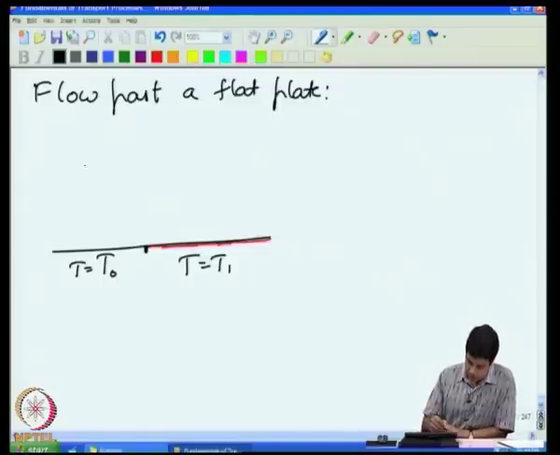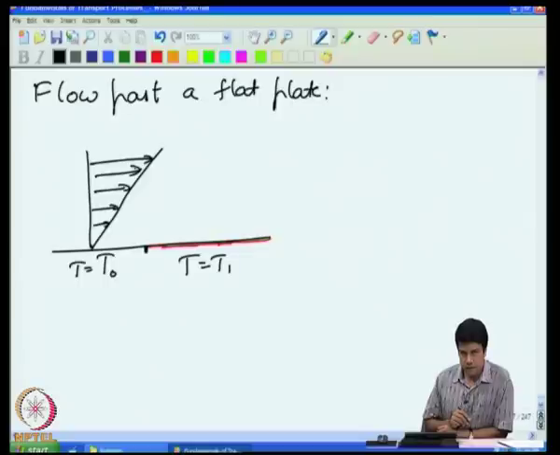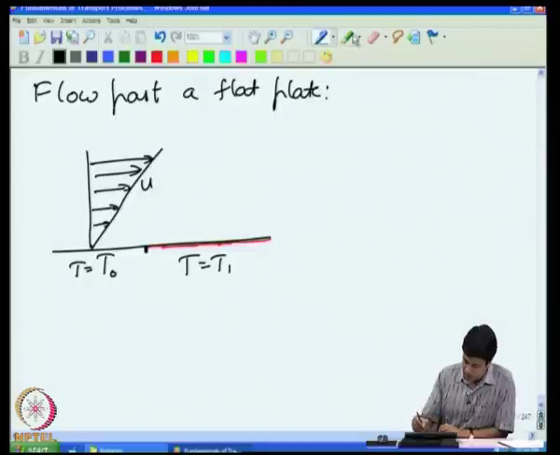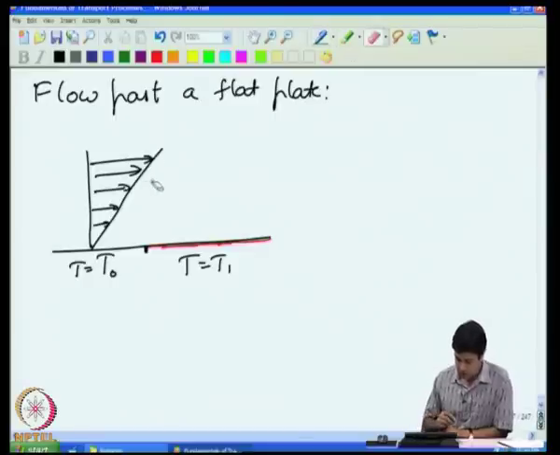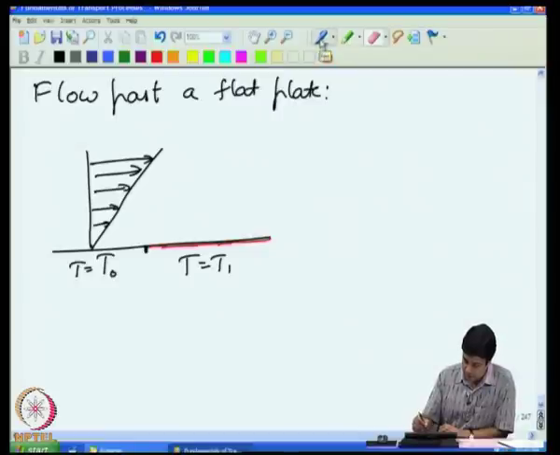And the flow near the surface is a linear velocity profile, and the temperature of the fluid that is entering is basically at the same temperature as this unheated section, T is equal to T naught.